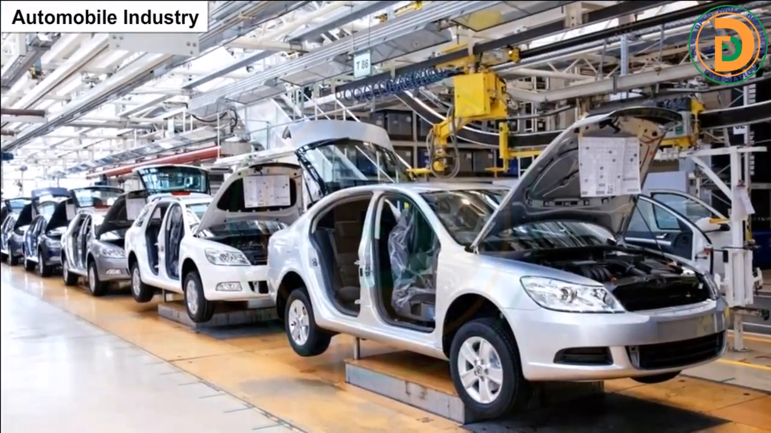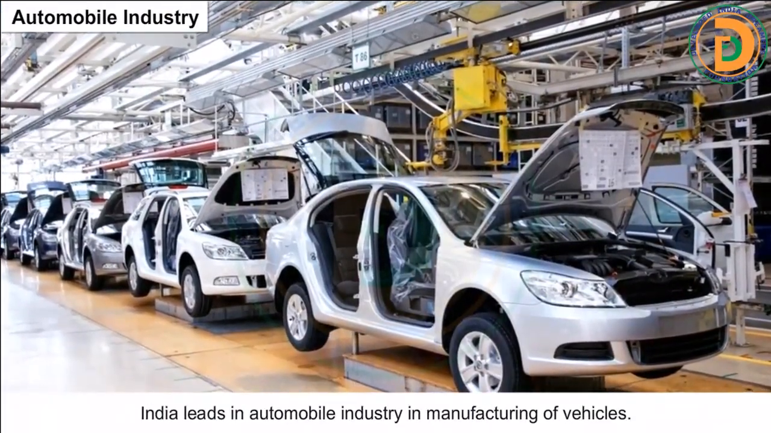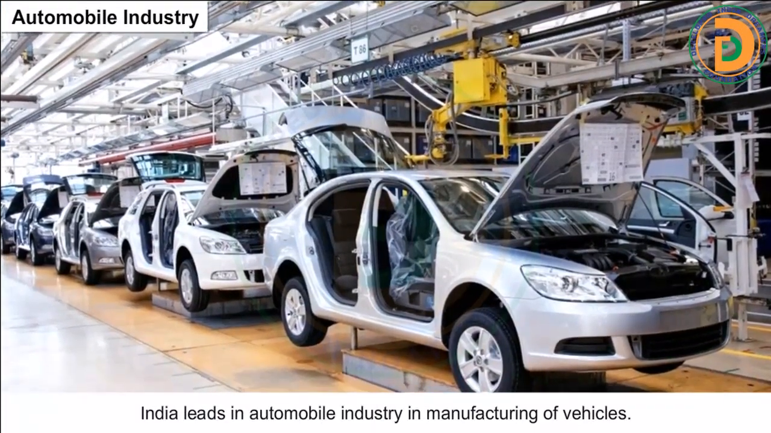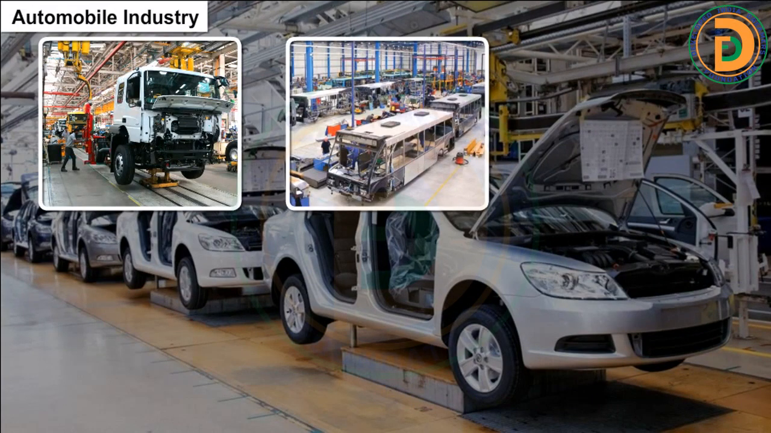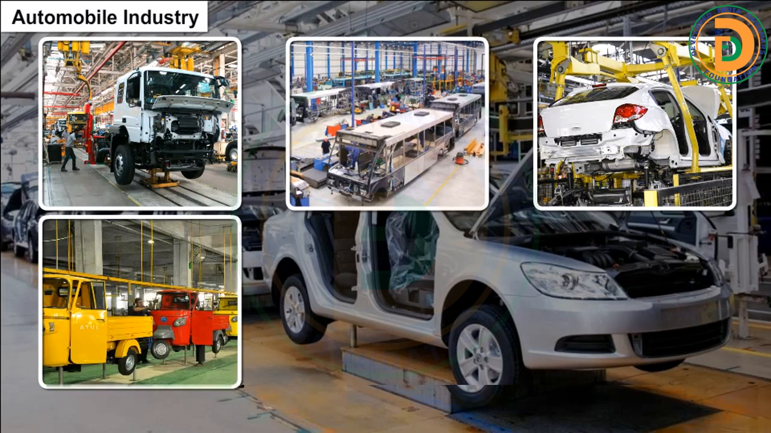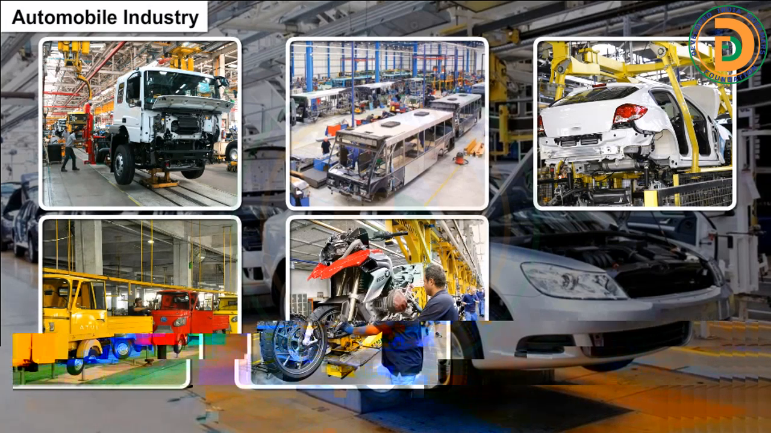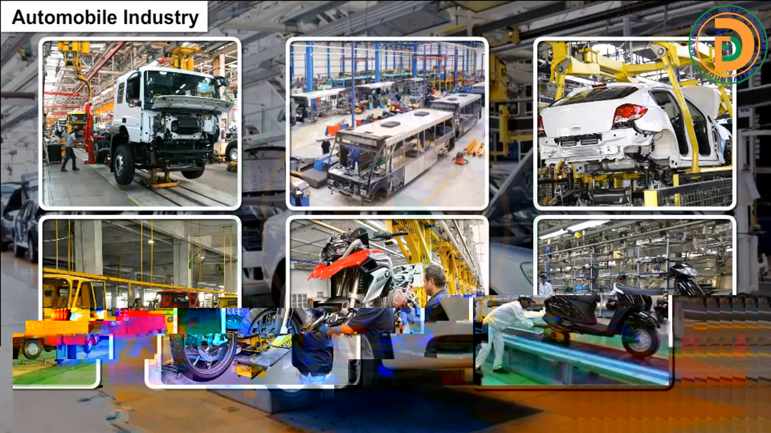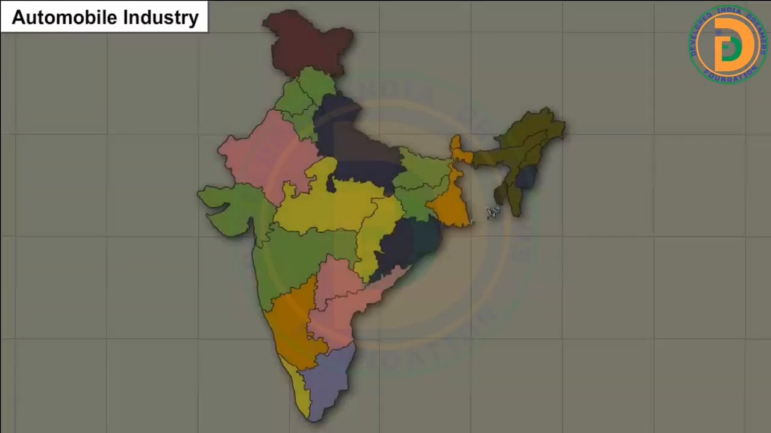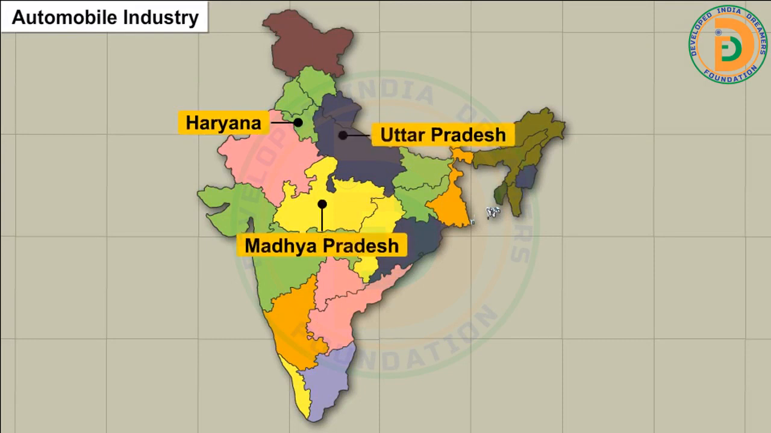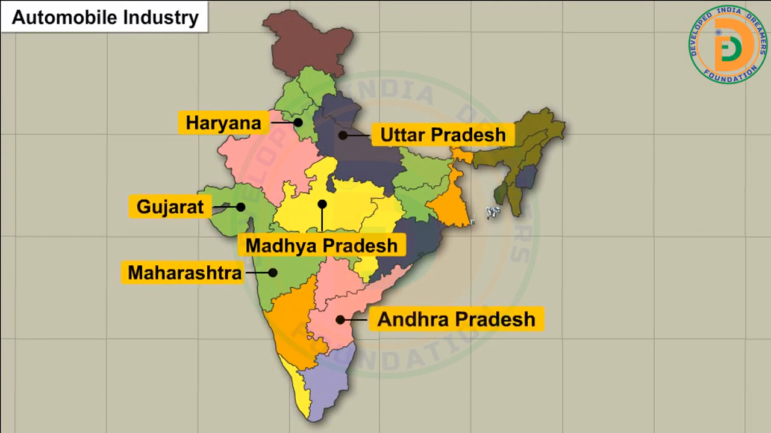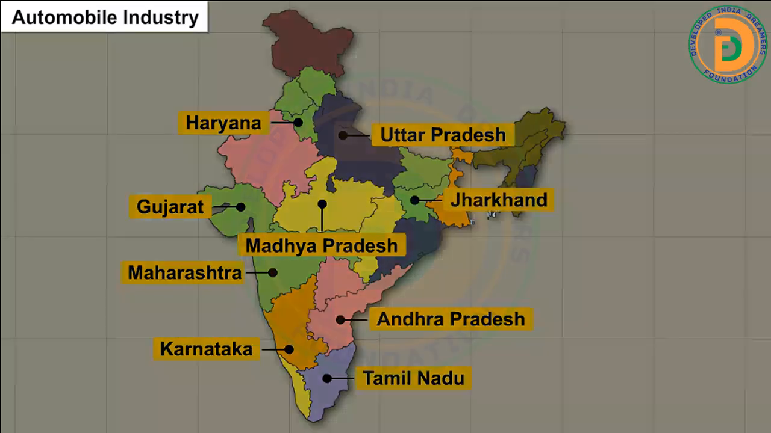Automobile industry. India leads in the automobile industry in manufacturing of both heavy vehicles like trucks and buses, and light vehicles like cars, three-wheelers, motorcycles, and scooters, etc. Automobile industries are mainly established in Haryana, Uttar Pradesh, Madhya Pradesh, Gujarat, Maharashtra, Andhra Pradesh, Jharkhand, Karnataka, and Tamil Nadu.